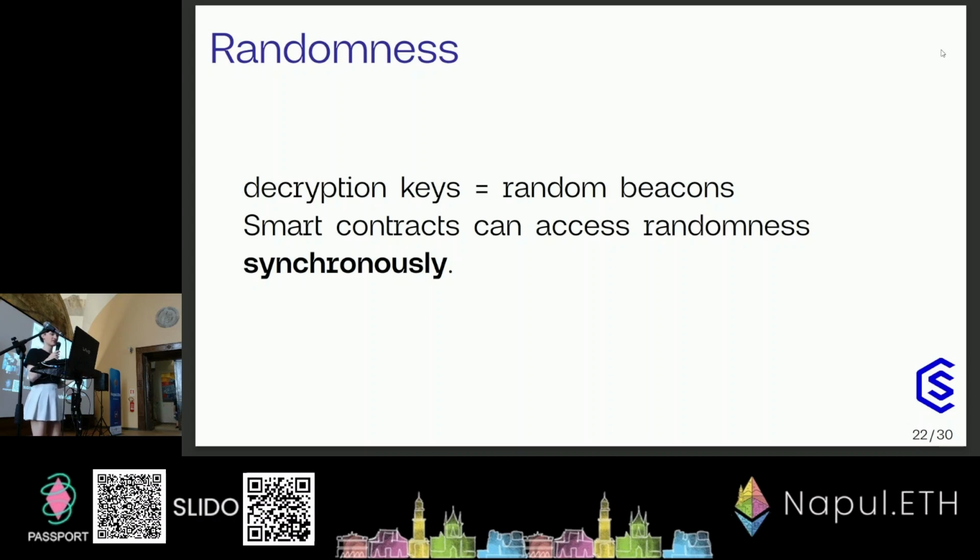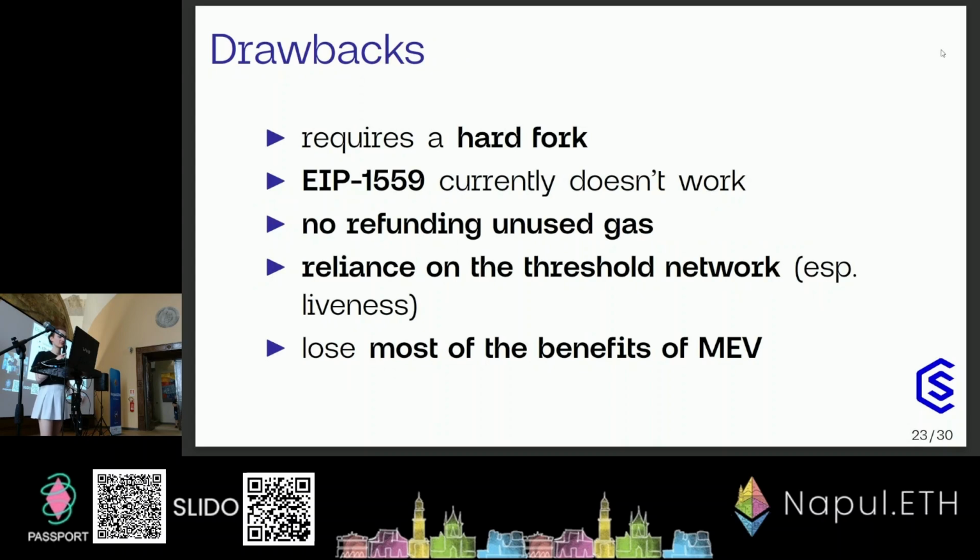So this means that if we give access to the decryption keys to the smart contracts, we now have a synchronous source of randomness, which not a lot of blockchains can do. You know, typically you have to do a call and then get a callback with the fresh randomness from the VRF provider. Now, of course, there are drawbacks to this approach.